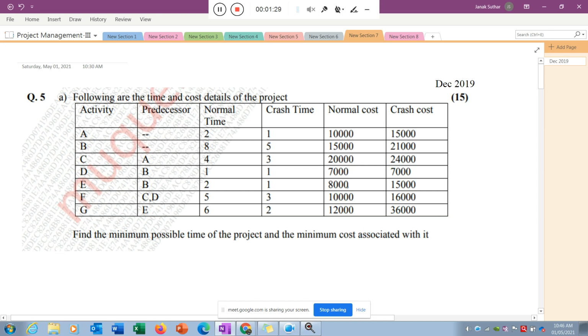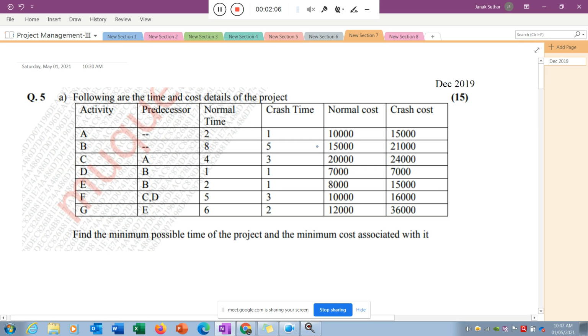So if you are the project manager and your project owner asks, I want to complete this particular project in minimum time, what is the best way to reduce our project time? The associated cost will definitely increase, but the associated cost should be minimum. In that manner you need to identify the minimum time. This is a question from the December 2019 university exam, a 15 marks question related to crashing.